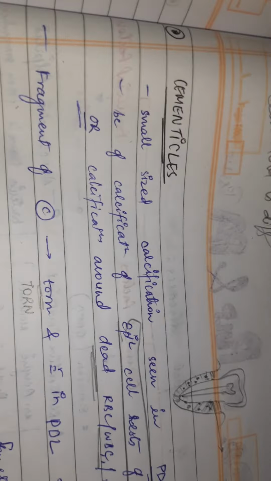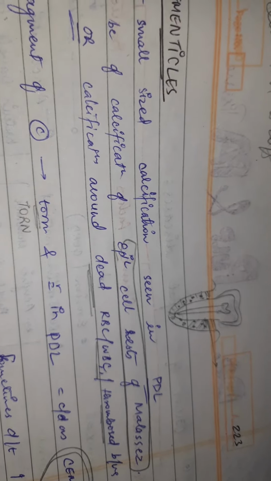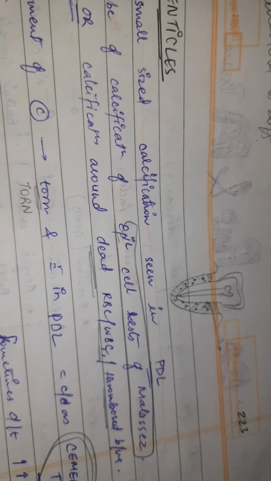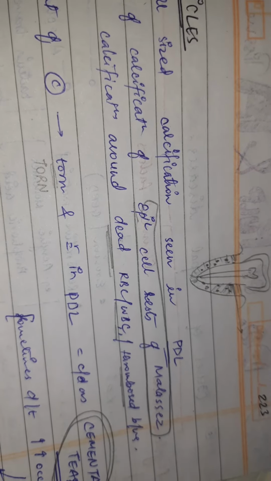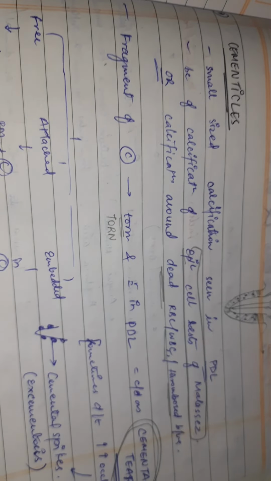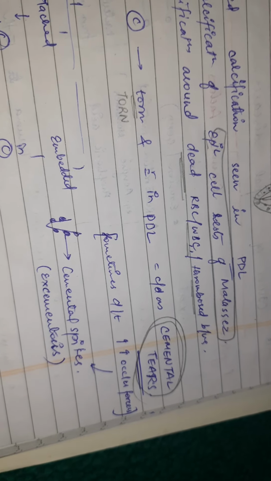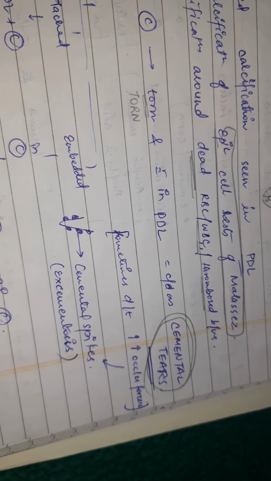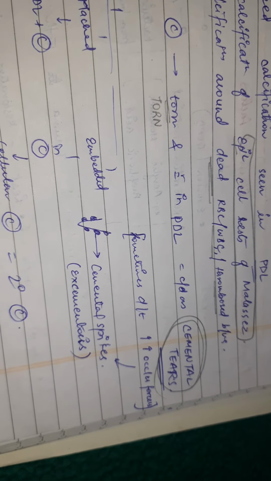Now cementicles. These are small calcifications seen in the PDL, because of calcification of epithelial rests of Malassez, or calcification around dead RBCs, WBCs, or thrombosed blood vessels. Fragments of cementum torn and seen in the PDL are called cemental tears, sometimes due to increased occlusal forces, cemental spikes or excementosis.